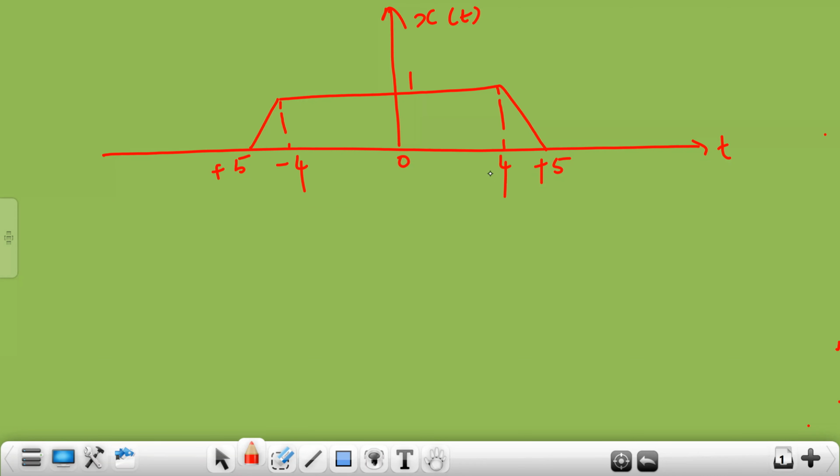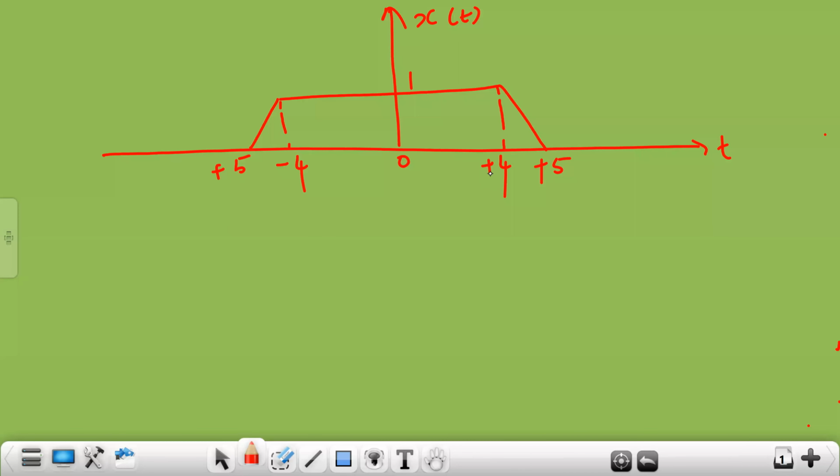This is +4, this is -4, this is 1. So this is a trapezoidal waveform, and you need to find the energy of the signal. What is the first step that you need to perform? Just go through the previous problem. The first step is finding the equation corresponding to the given waveform.